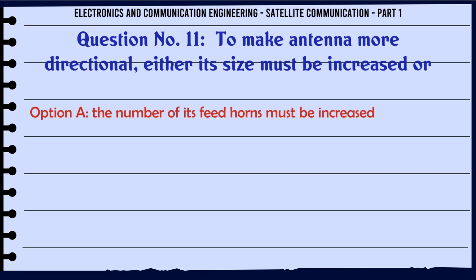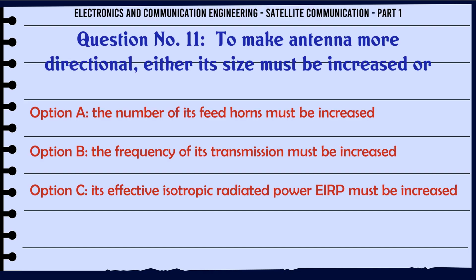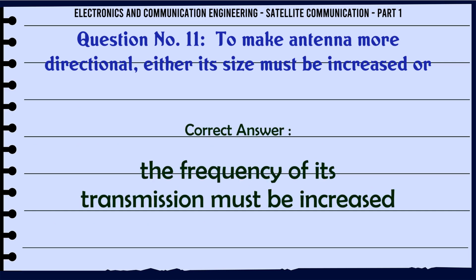To make antenna more directional, either its size must be increased or the number of its feed horns must be A. increased, B. the frequency of its transmission must be increased, C. its effective isotropic radiated power EIRP must be increased, D. its footprint must be increased. The correct answer is the frequency of its transmission must be increased.